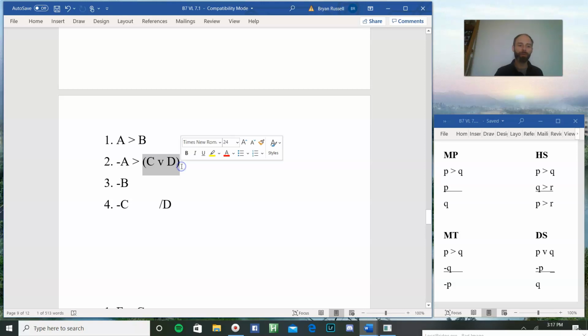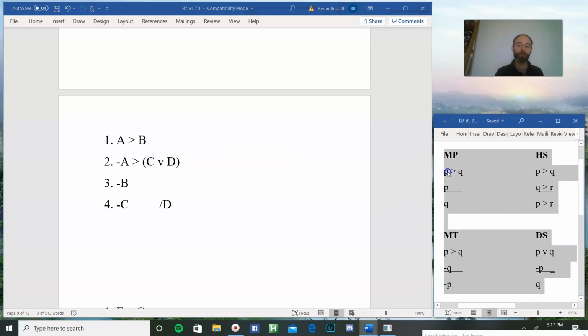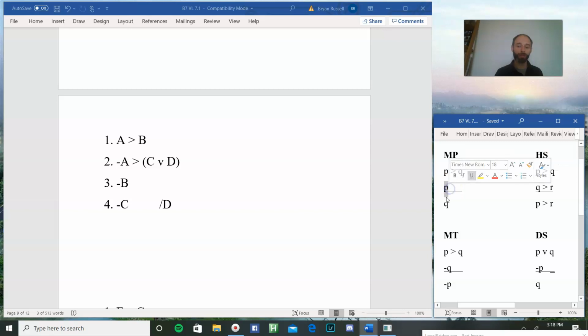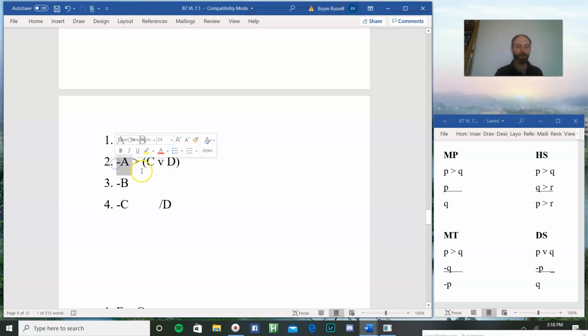How would we do that? Well, if the main operator is a horseshoe and this is the consequent, then MP tells us that if we could somewhere have the antecedent, we could get the consequent on a line by itself. So what we need is not A. If we have not A, then we can get this whole thing on a line by itself, and then we can use the not C to get D. So what we're looking for now is not A.